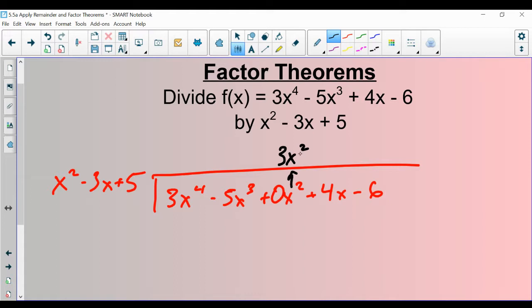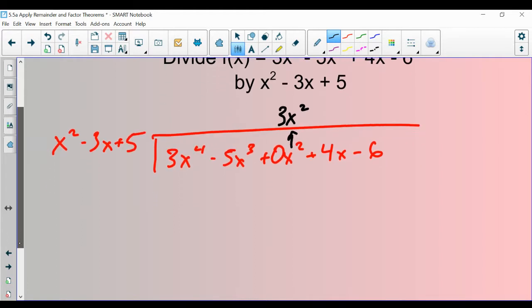Next step is going to be to multiply 3x squared by all three of these things. I would go ahead and pause it now. Try to do the whole problem and see how you do. Then we'll go over it together.